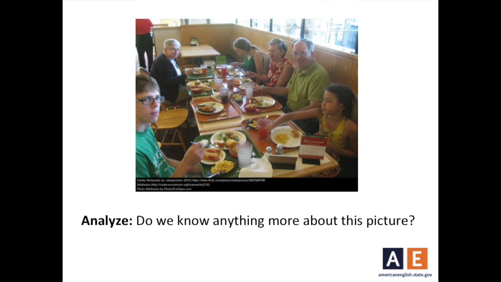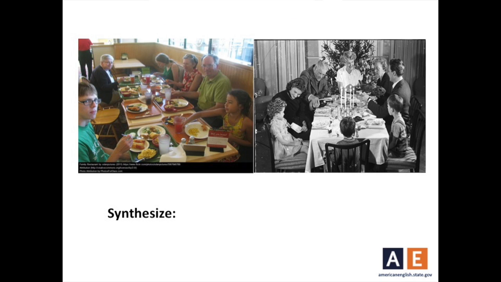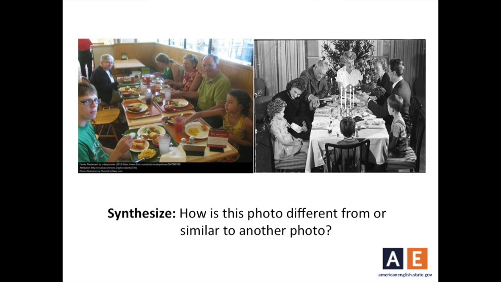When was it taken? Actually, this photo does have some written information in it. Your students will see that it was taken in a restaurant in 2011. But you ask, where is this restaurant? And where are the people from? For synthesizing, if you have time to show another photo of a family eating together, then you can compare and contrast the two pictures. How is this photo different from or similar to another photo of a family eating together?